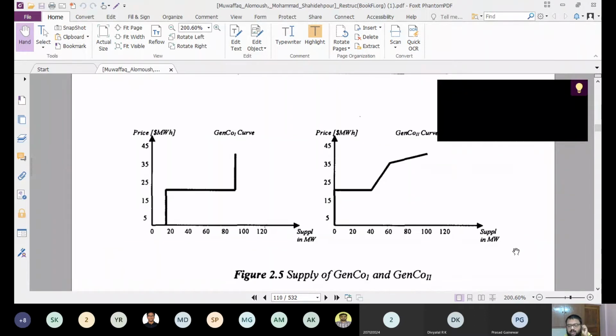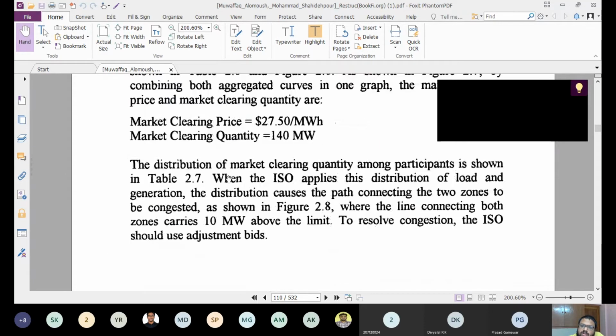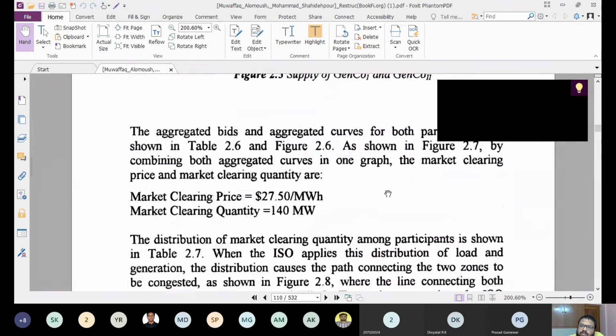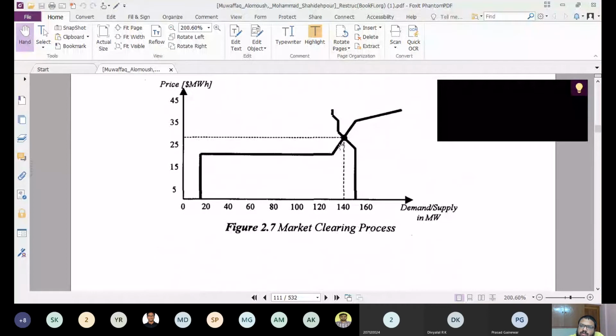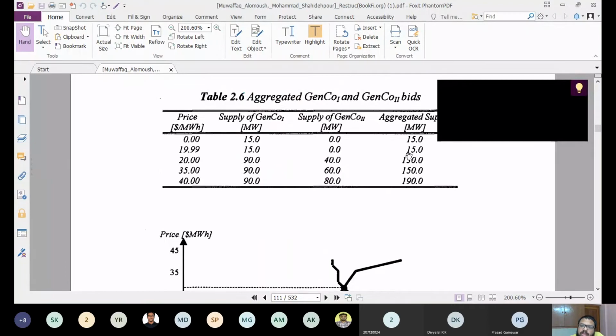If this is asked in the exam, then you have to draw the plots with proper scale, otherwise you will not get the exact values of market clearing quantity and market clearing price. So you have to measure it using a scale. Now the market clearing quantity is 140 megawatts. So here you get 140 megawatts as market clearing quantity and 27.5 as the market clearing price.